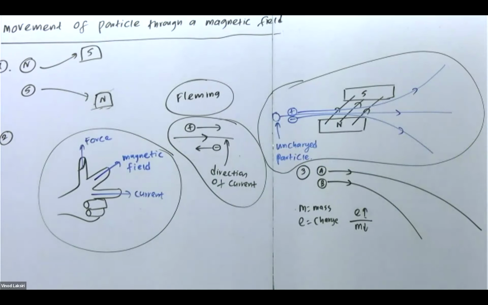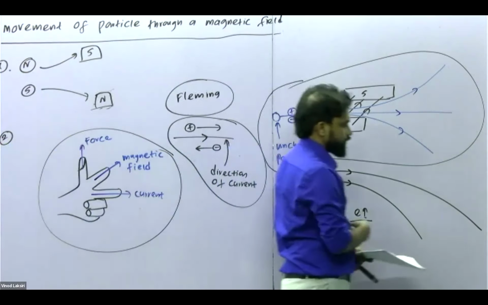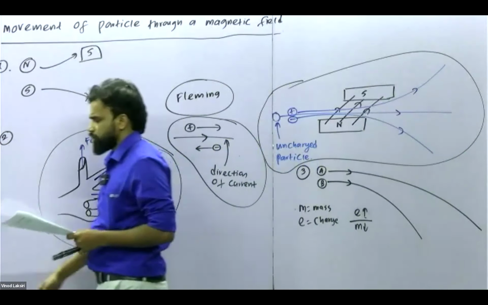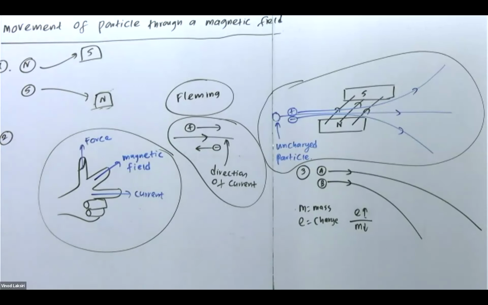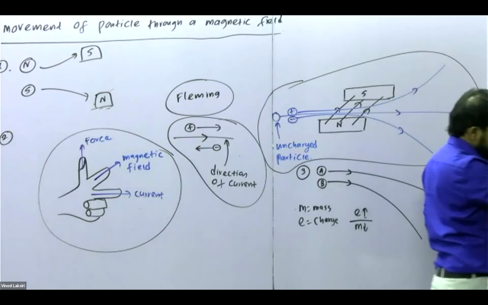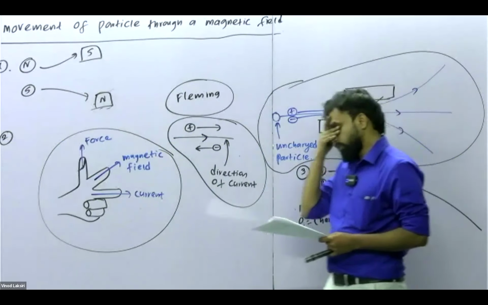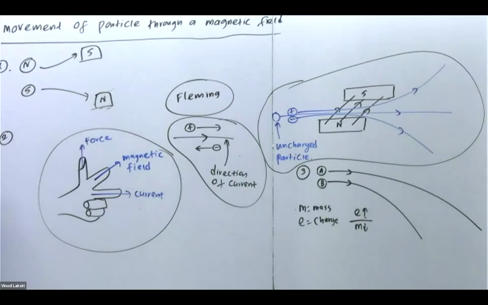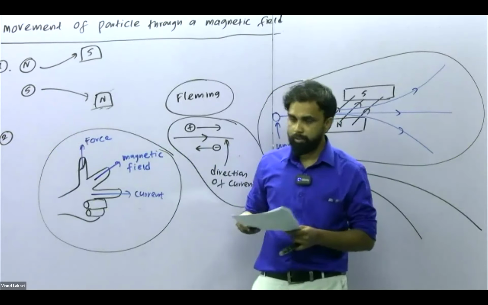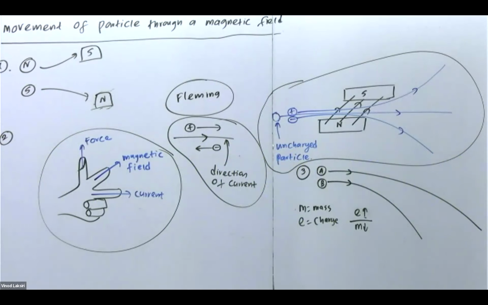Therefore, it can be concluded that the charge to mass ratio of capital B particle is higher than capital A particle.